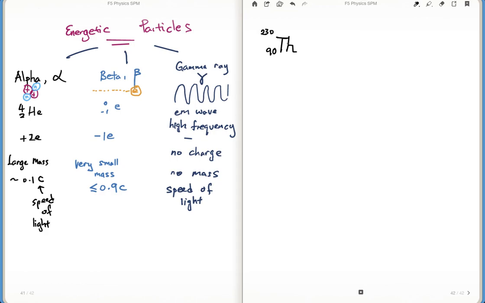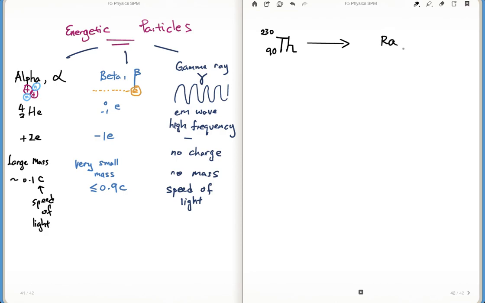What happens when it emits, disintegrates, kind of breaks in half? What happened? Say it gets Ra.